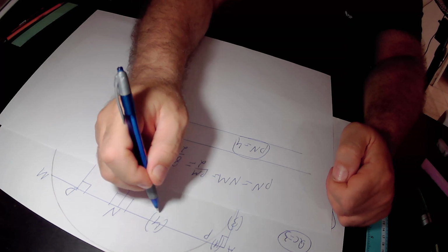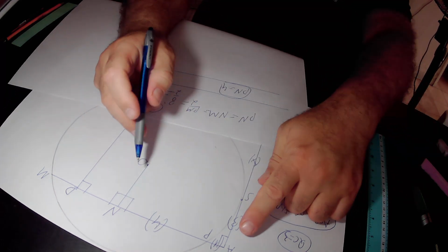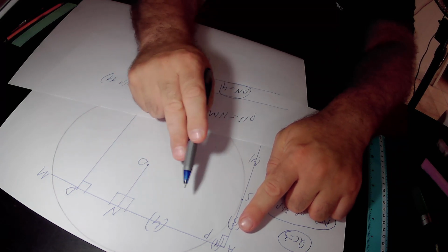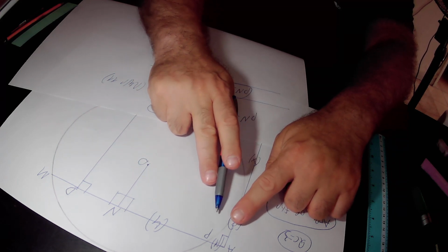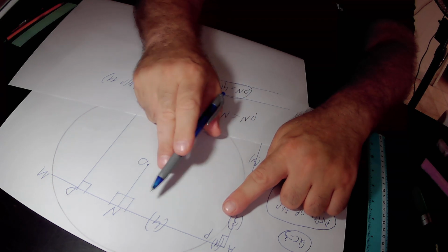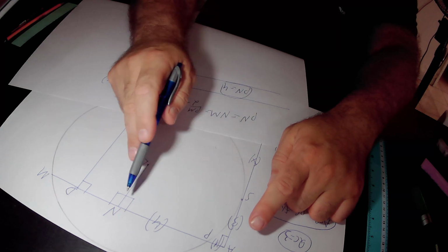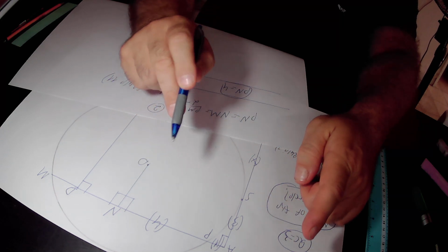PN equals 4. Therefore in total AN equals AP plus PN. That is to say, AN in total equals AP, that is 1, plus PN, that is 4. 1 plus 4 is 5. So AN in total equals 5 units in its length.